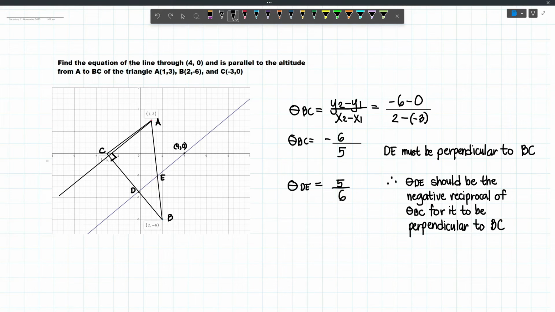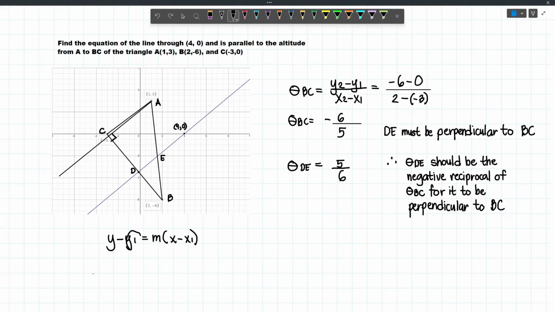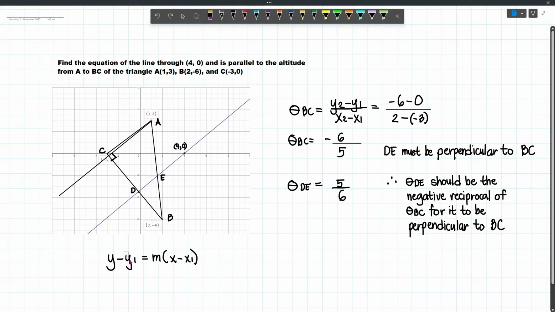Now that we have made that clear, we can already form the equation of this line. Now we will be using this equation: y minus y1 equals m times x minus x1. Now we need to substitute these values. Now what will we use for these values? We will be using this point, because our line passes through (4, 0). And so our y1 will be 0 and our x1 will be 4.